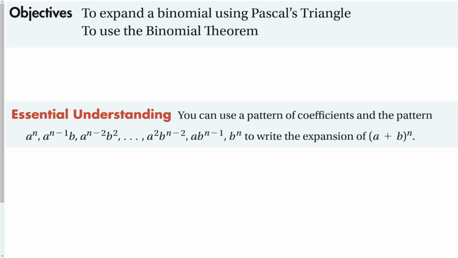Now what you should know is that you can use a pattern of coefficients and the pattern of a to the n, a to the n minus 1 times b, a to the n minus 2 times b squared. So as the exponent of a goes down and the exponent of b goes up, we can use this pattern to write an expansion of a plus b to the nth power, a binomial expansion.